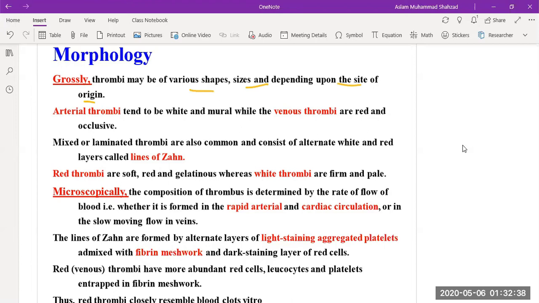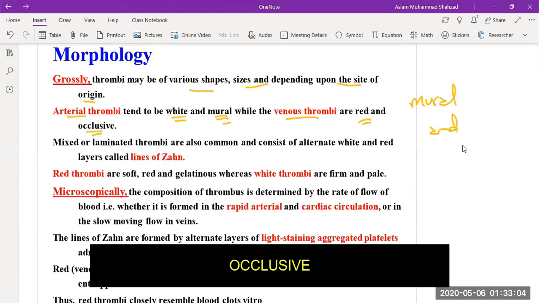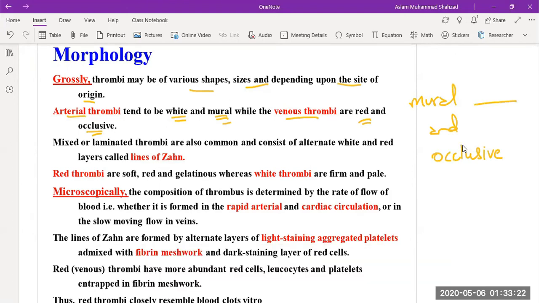When we compare arterial thrombi with venous thrombi, they mention here that arterial thrombi are usually white in color and mural, whereas venous thrombi are red in color and occlusive. What is the difference between mural and occlusive? Mural means the thrombus lies along the side of the wall of the arteries, whereas occlusive means blocking of the vein.